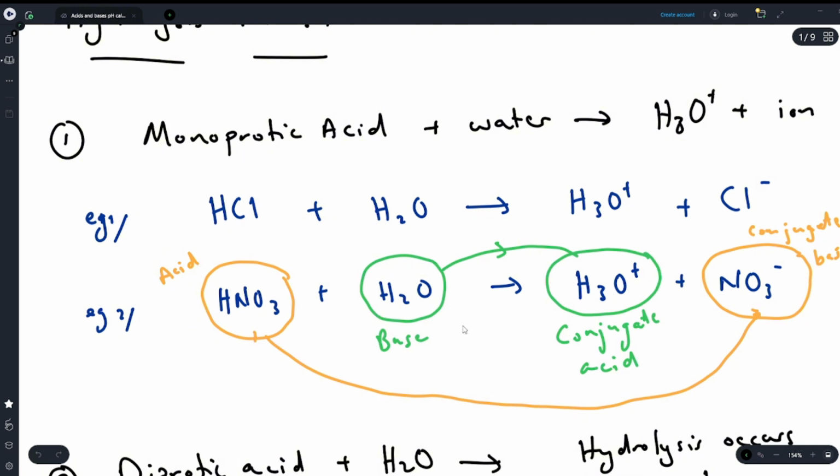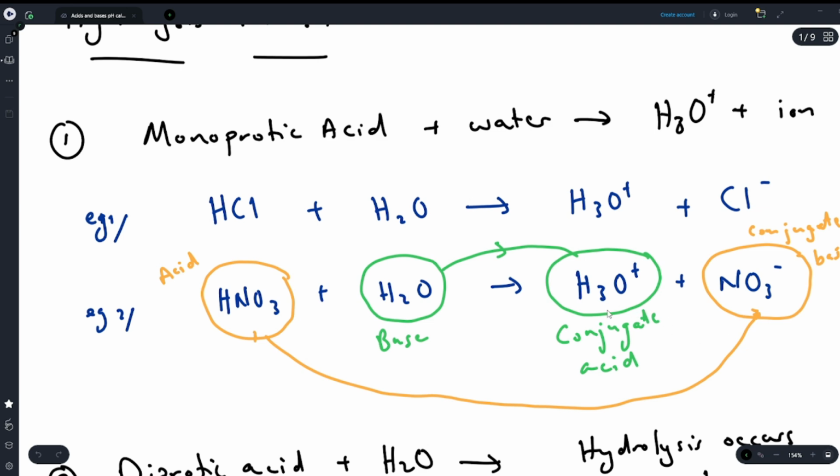The base, which has now accepted a proton to form an acid, the product is now known as the conjugate acid. So the base forms, after accepting a proton, the conjugate acid. And the acid, after donating a proton, will then be known as the conjugate base. What do we mean when we say conjugate acid, conjugate base?